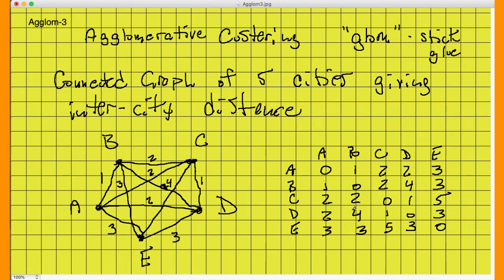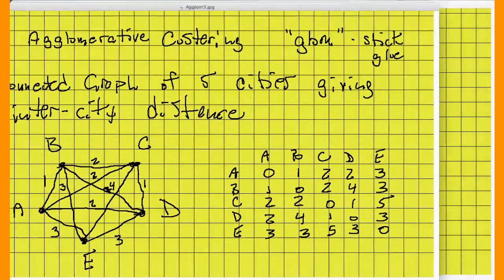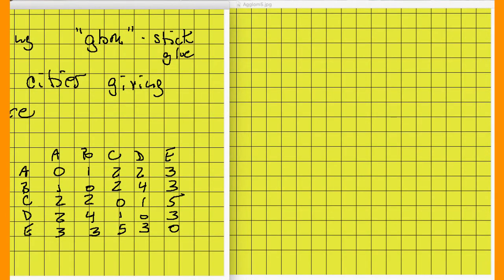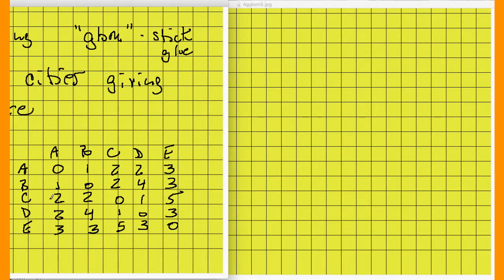A couple of things you'll notice about this matrix. First of all, it is symmetric, meaning that the distance from any one city to the other, A to B, is the same distance as B to A. So in fact, it is symmetric right down the main diagonal here. And of course, the distance from any city to itself is 0. My goal here is to cluster this whole thing.